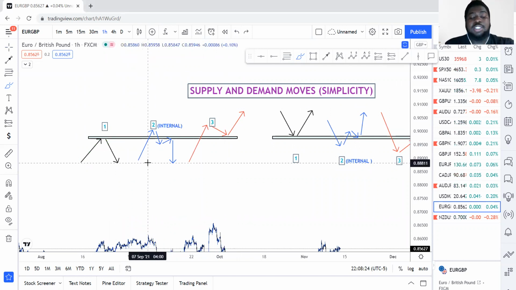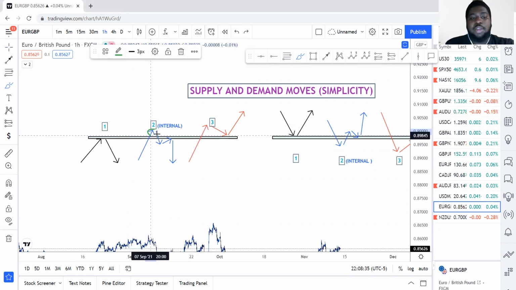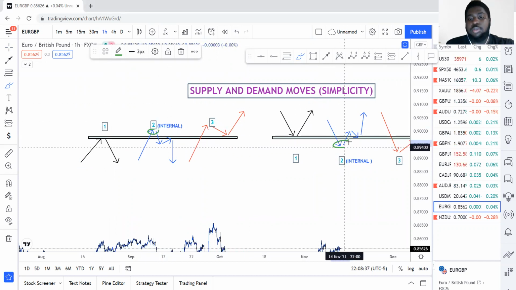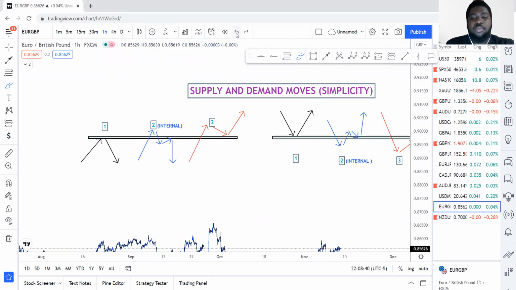The second move that we can expect when price approaches a supply and demand area is an internal retest, right? When price pulls a little bit higher, or in this case, below that supply and demand, then drops back into the structure, retests the structure, and then sell, right? And in the opposite direction, look for price to drop below the supply and demand structure, pull back up, retest that structure, and then buy.